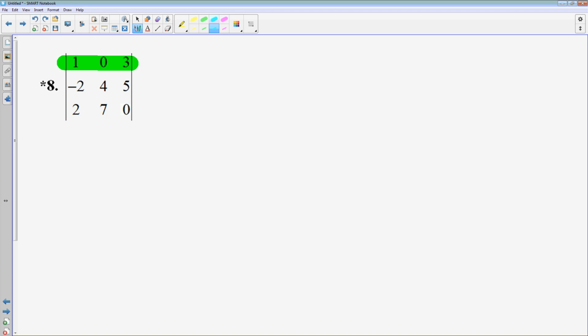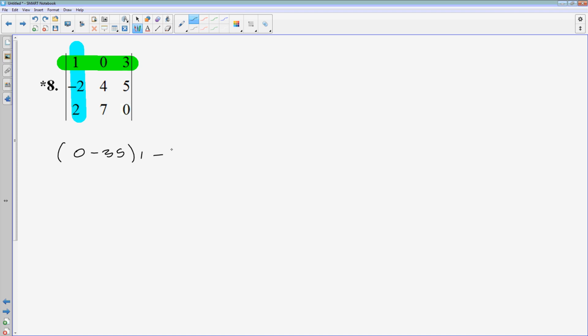Let's go back. There. And then we will cover the first column. And since I'm covering up the 1, this 1 is being covered in both the row and the column. So times 1, I will do the determinant of this little small 2 by 2 matrix. So 4 times 0 minus 5 times 7.